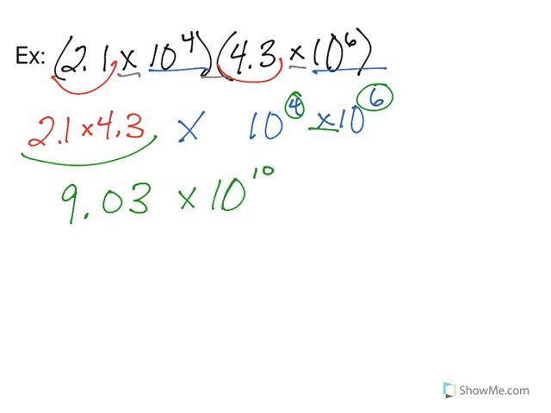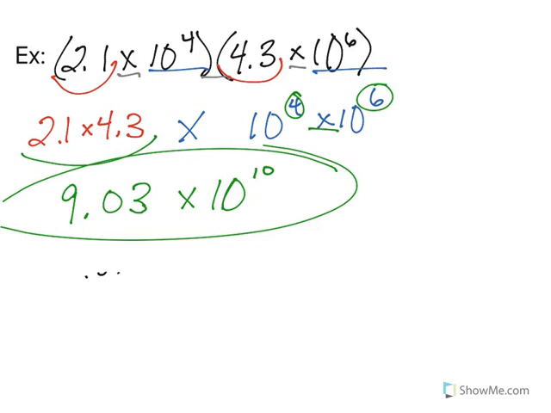Now, one thing to always check when you're playing with scientific notation is that your final answer's first number is between 1 and 10. In this case, 9.03 is indeed between 1 and 10. So that's my answer, 9.03 times 10 to the 10th.